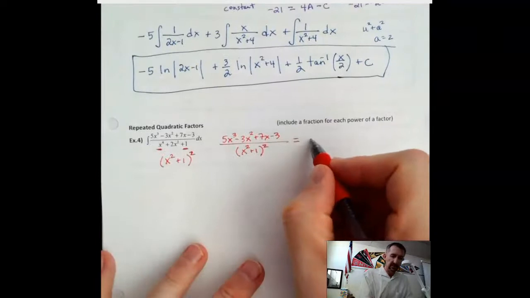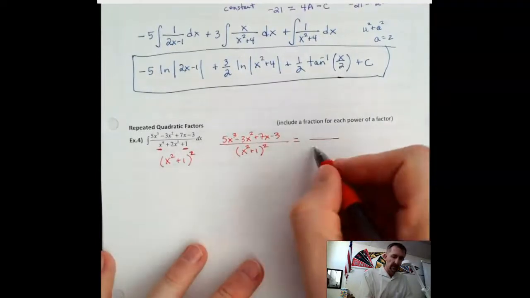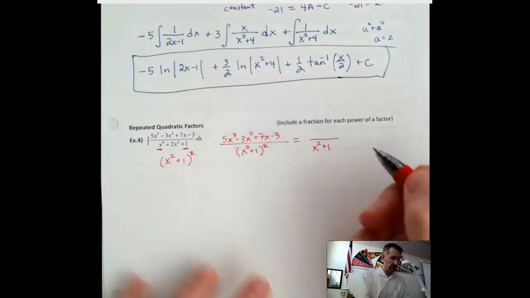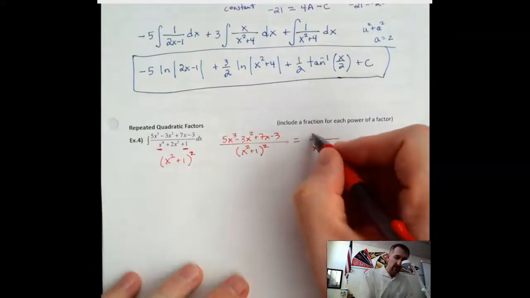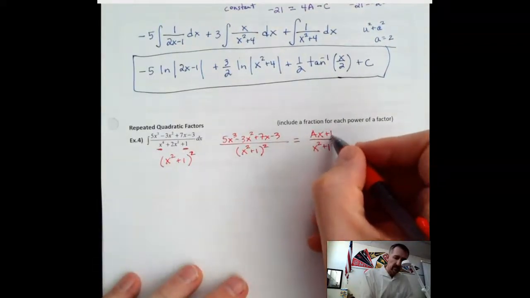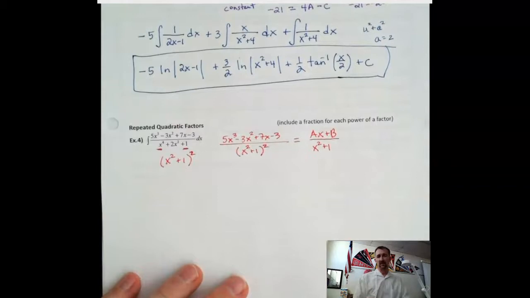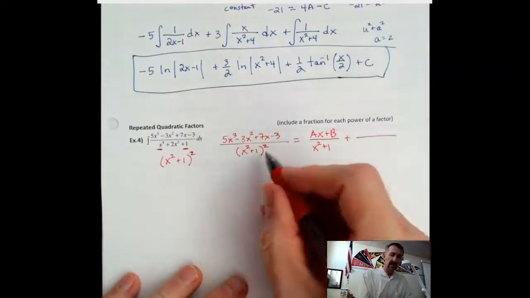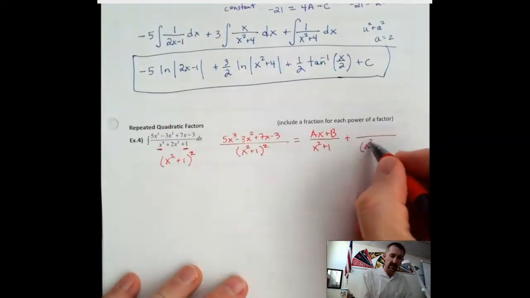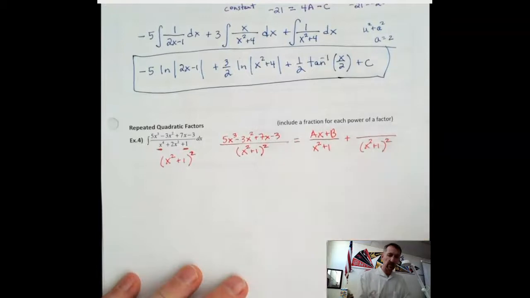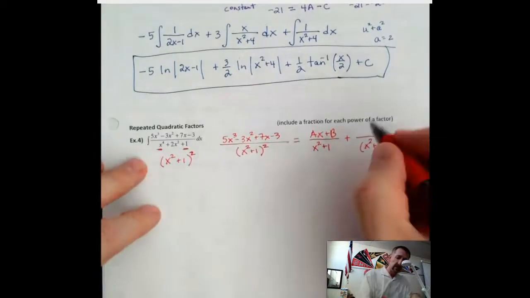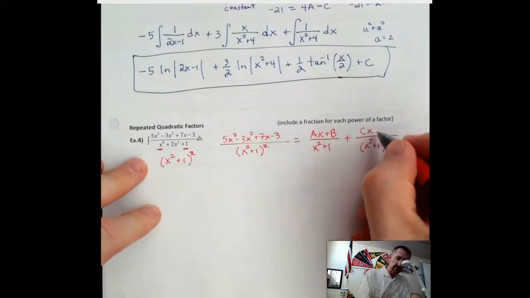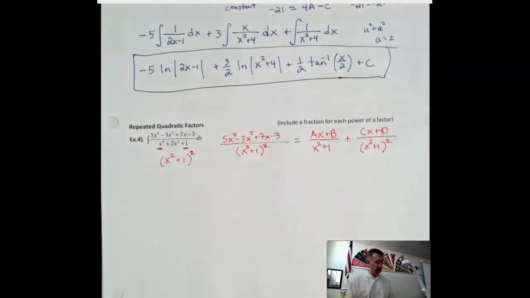Now, just like linear factors, we're going to start off with just x squared plus 1. And so that's going to be ax plus b, kind of like we had bx plus c before in the last two. And just like with linear factors, if it's higher powers of that, we have to list those out again. So now we're going to have to square that. And if it was cubed, we'd have to do one more with cubed. And the numerator is going to stay in that same pattern though, so that's going to be cx plus d.